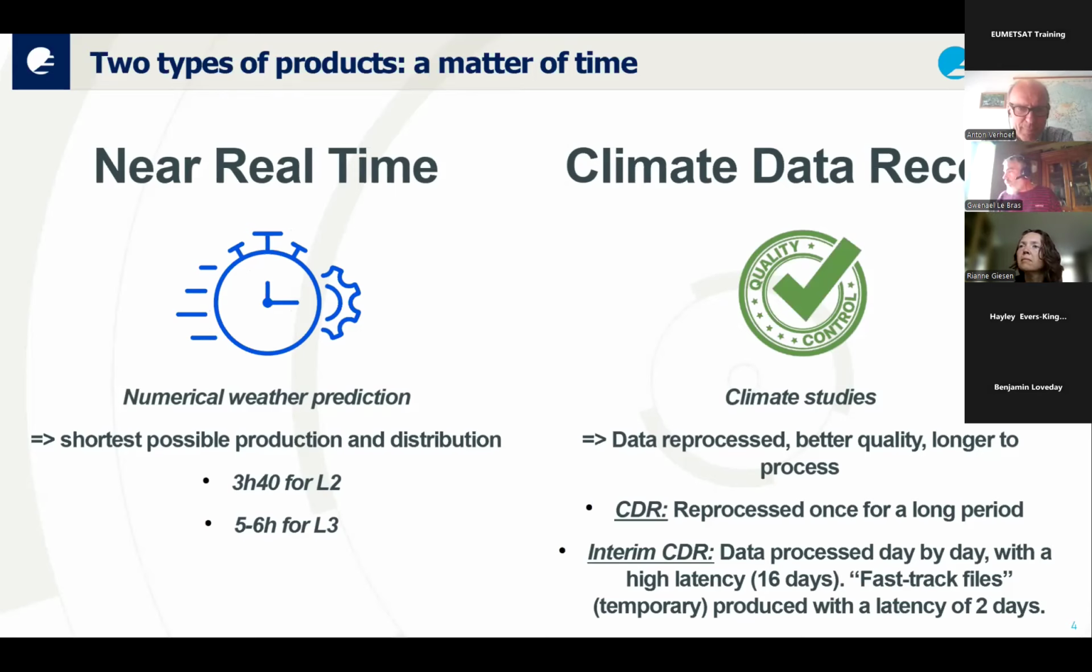The example I put on the slide of latency are for sea ice data. It's similar over the other with a slight difference for each data set, of course. But for instance, for sea ice data, near real-time data will have 3 to 3.5 hour latency for the L2, which means you're getting the data 3 hours and 40 minutes after the satellite observed the sea ice. And for L3, you will have a 5 to 6 hour latency.